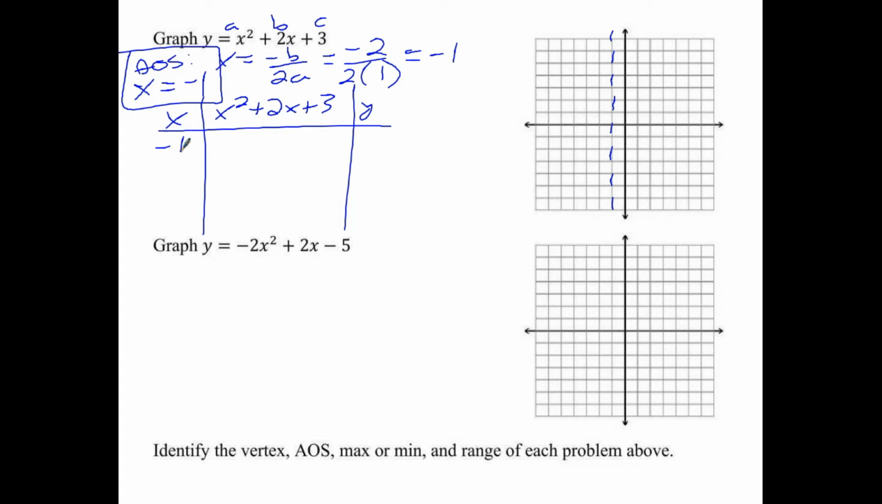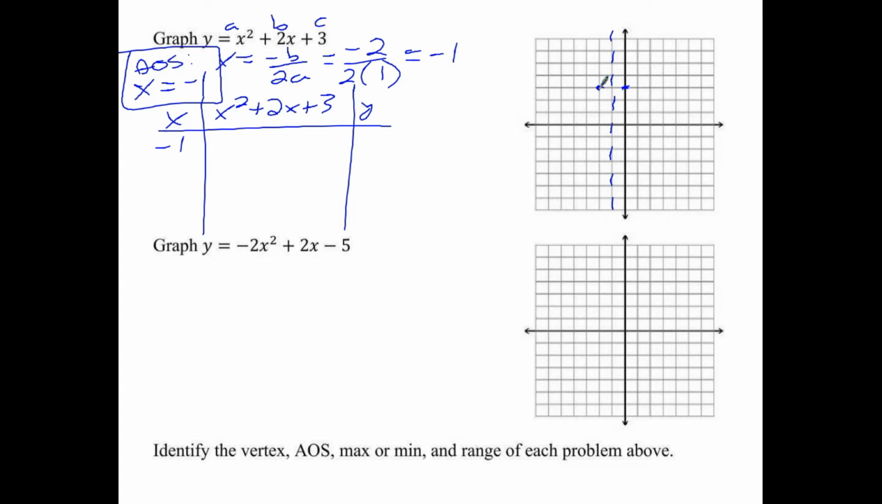The y-intercept, which is what? It's 0, 3. I can mark that right now. And because I have that point, I can also reflect it right now. So reflect it. And there we go. So we just got 2 points on this parabola for free without even having to think. Okay?